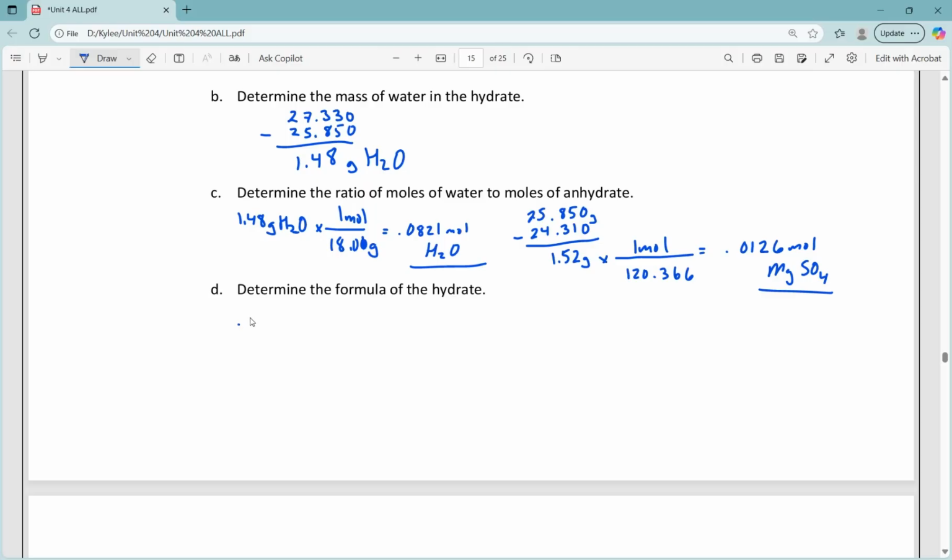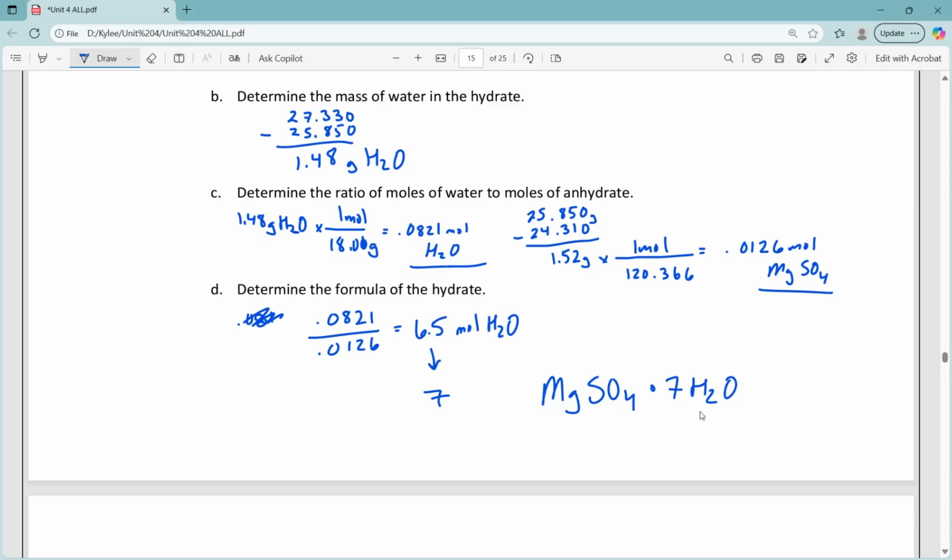I'm going to take my fewest number of moles and divide. So I'm going to take 0.0821 and divide it by 0.0126. And that actually gives me a value that is around 6.5. Now, in real life, when we got a number that was halfway between, we would probably repeat the experiment to make sure that this is an accurate value. But for right now, we're just going to go ahead and round that to 7. So the formula for my hydrate would be MgSO4·7H2O. So this would be a heptahydrate.